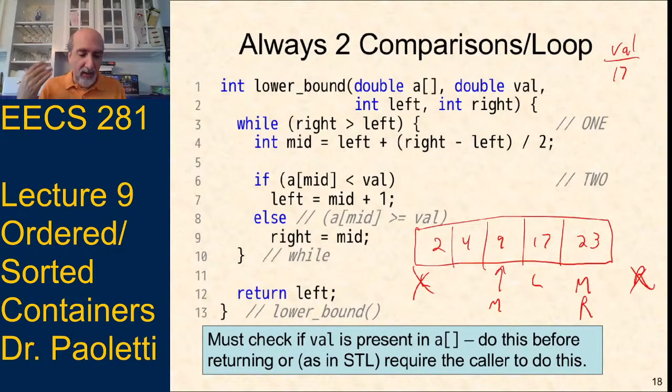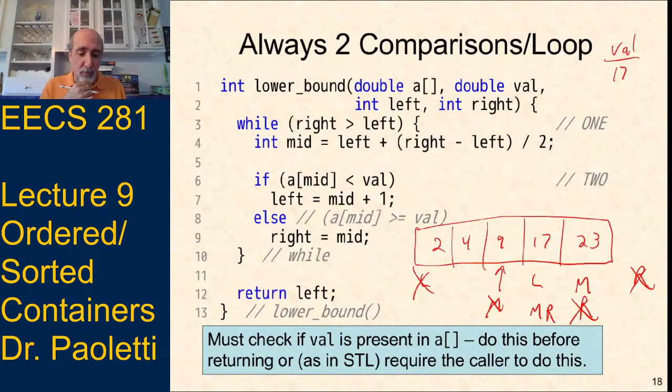We go back through the loop. While right is greater than left, it is. I figure out the middle. Middle would be right minus left would be 1. 1 divided by 2 is 0. 0 plus left is left. So now mid is there. And I say, is that one less than the value I'm searching for? No. Therefore, right gets moved to mid. Okay, so right is now here also. So left, middle, right, all the same place.